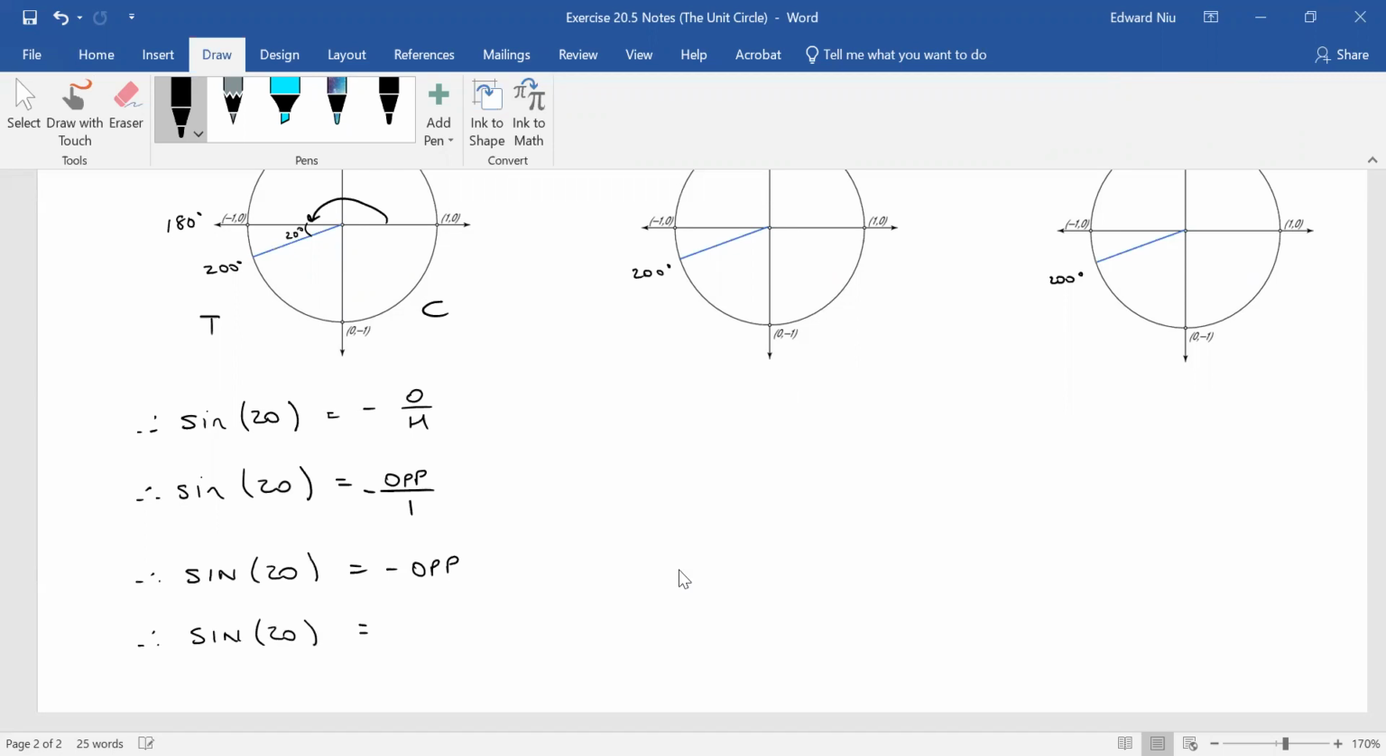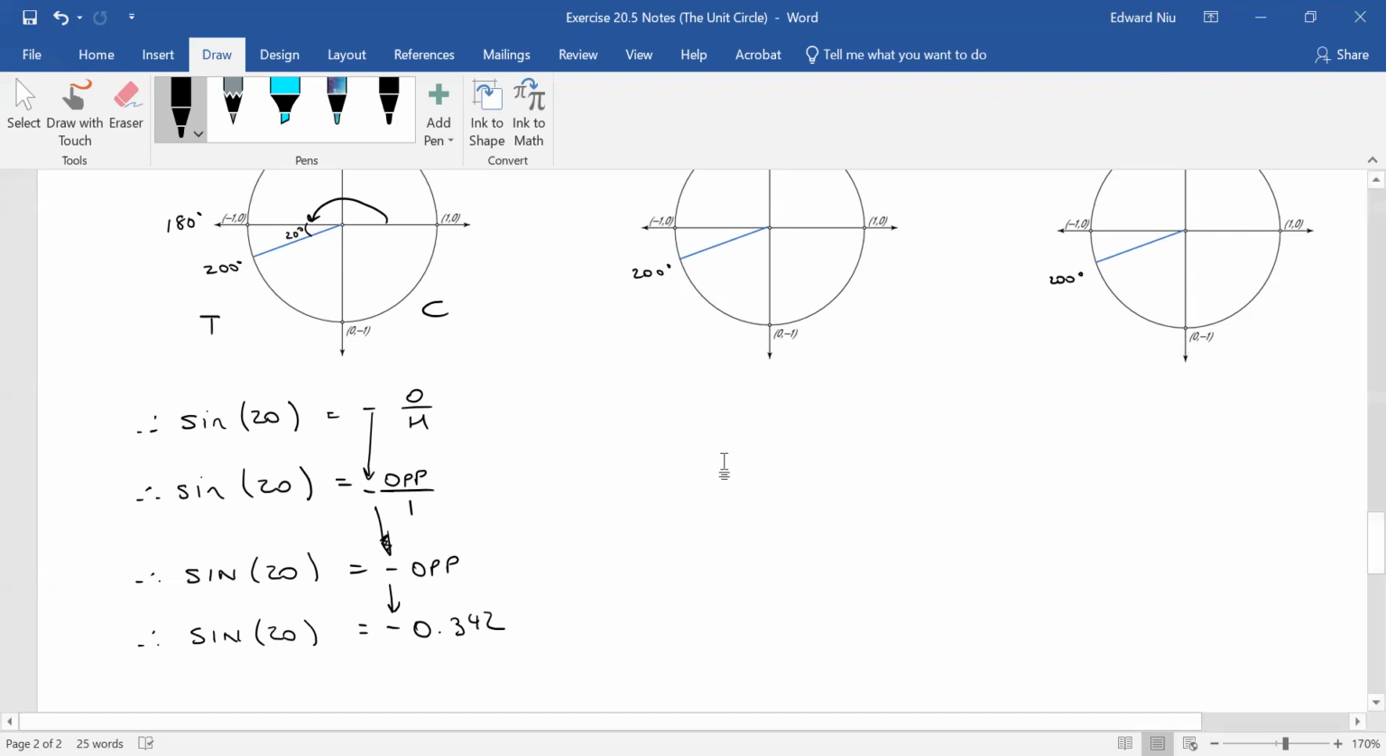Sine 20 equals a positive 0.342, but because it's negative, we put the negative and carry it down, making sure we don't forget. All right, so this is a negative 0.342. Now, in your calculator, you can also go sine 200, and boom, it gets you negative 0.342. But in methods, sometimes you won't have a calculator, so it's important to know the CAST method as well.